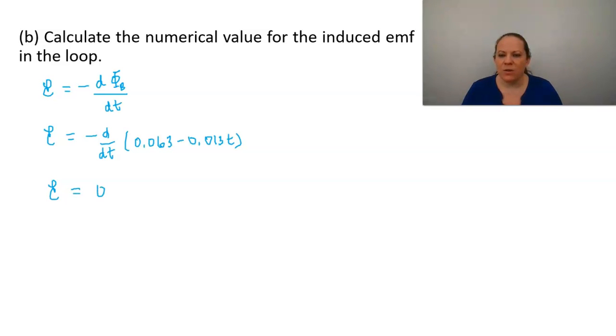So that gives the value of the EMF of 0.013 volts. And our points here, a point for a correct equation to solve for the EMF.